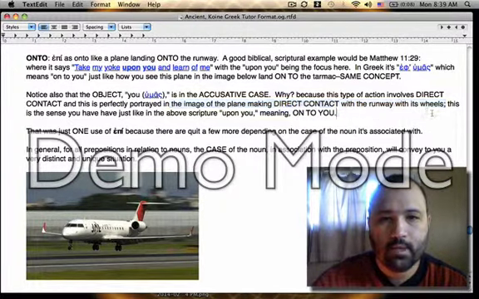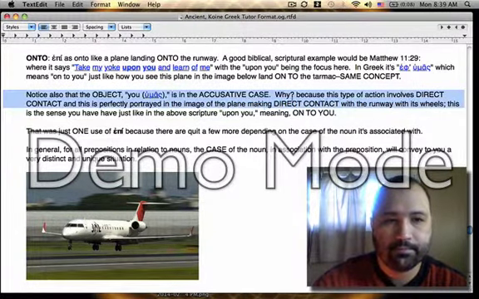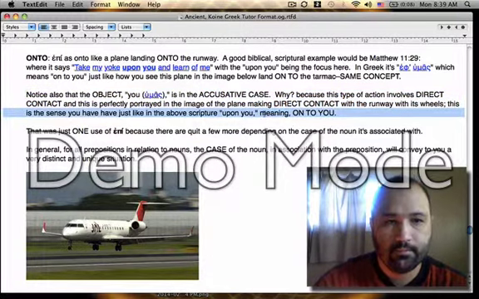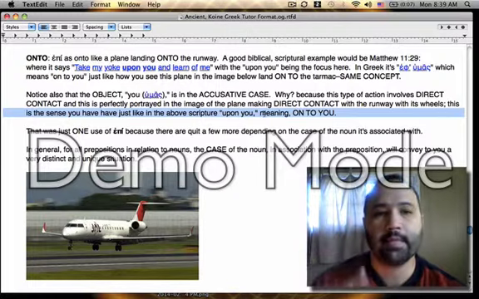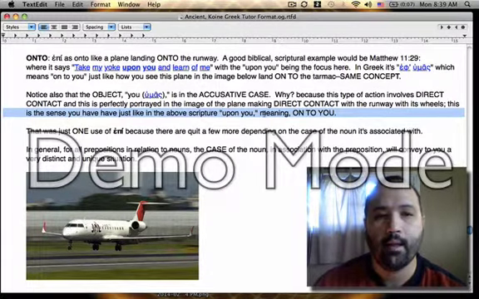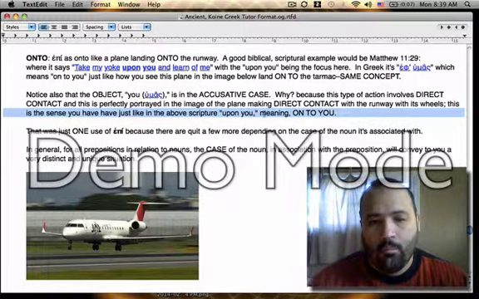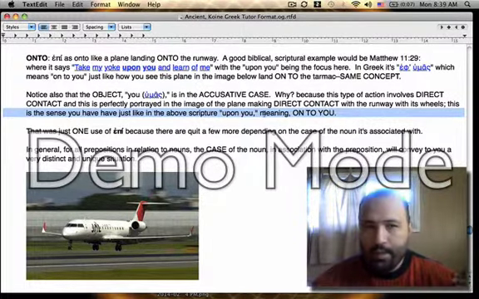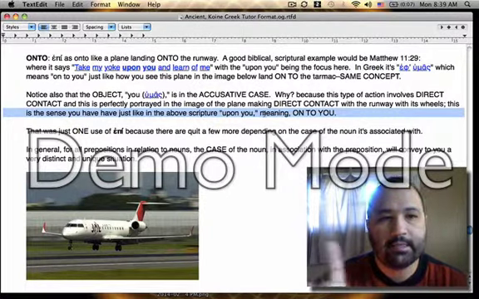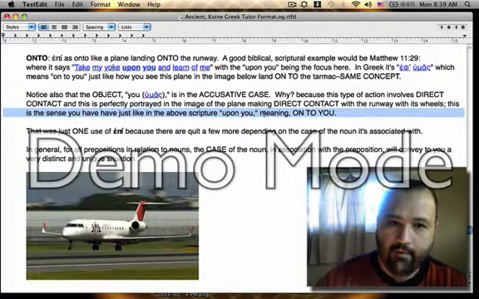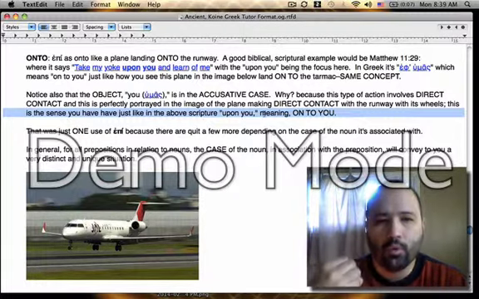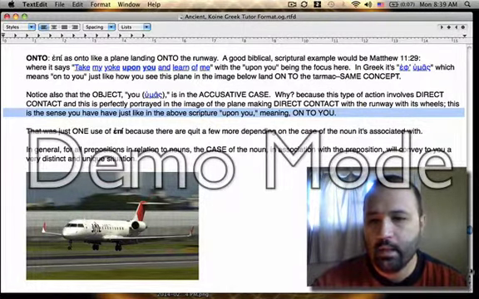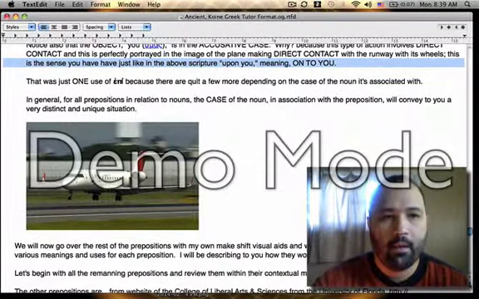In this sense, just like in the above picture, upon you, meaning onto you, okay? So that's basically the sense that you're getting here.